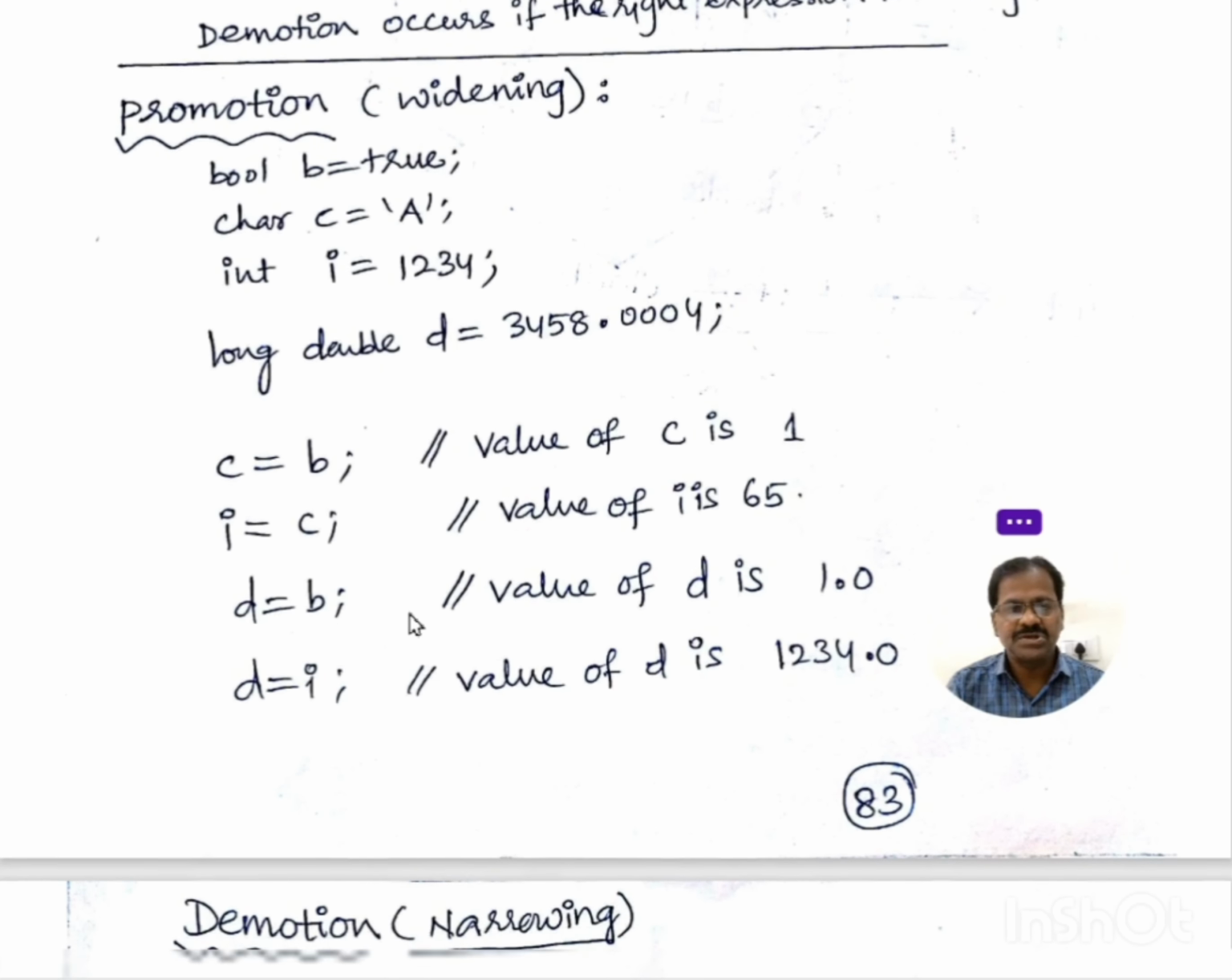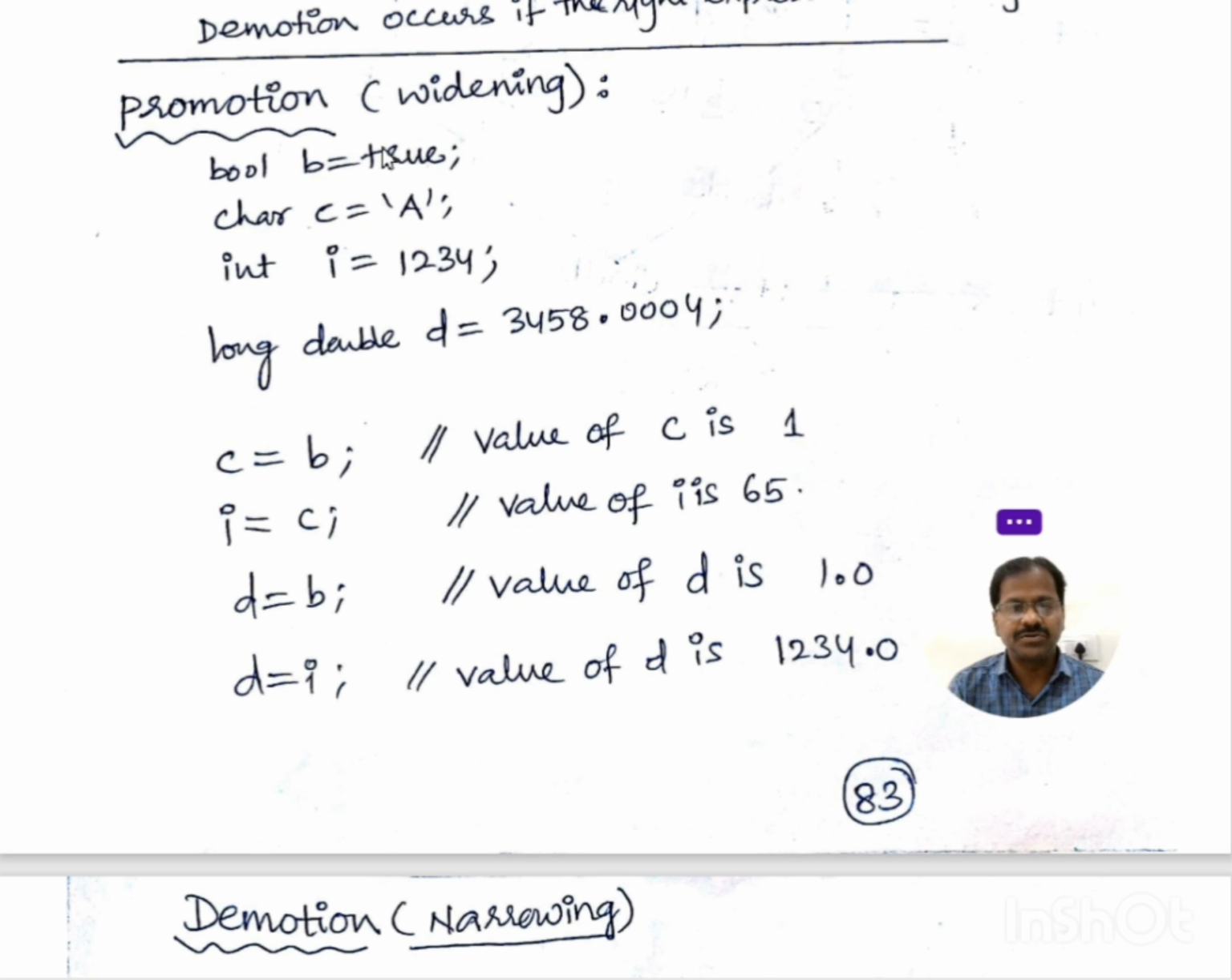You see here, for this promotion or widening, I gave the example right to left. If the right is lower and it is converted into the left, then it will get promotion. If the right is the highest value and it is converted into lower, then it will get demotion. Here I have given promotion and demotion values. For the promotion I assigned values.